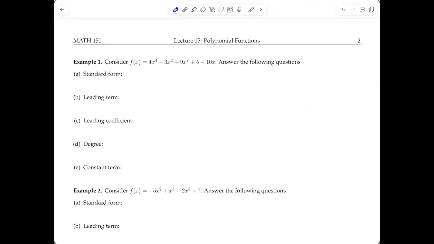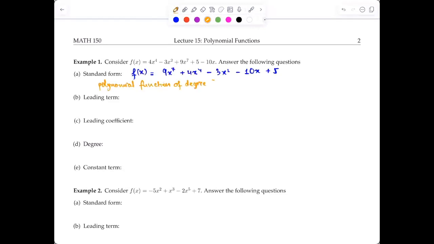Okay. So the standard form of this function is f of x equal to 9 times x to the 7 plus 4 times x to the fourth minus 3x squared minus 10x plus 5. So this function is called a polynomial function of degree 7, because the highest degree, or the highest power, in the polynomial function is 7.